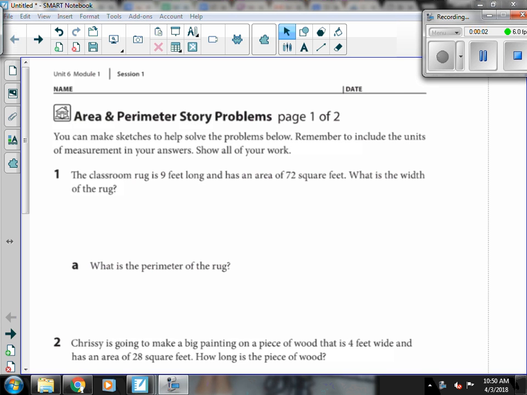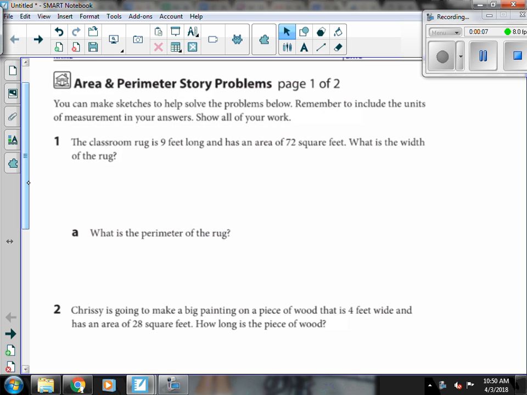Tonight's homework is page 111 and 112, and it reviews some of our area and perimeter ideas and challenges us a little bit because it works backwards through our area and perimeter. So the classroom rug is 9 feet long and has an area of 72 square feet. What is the width? So I draw my rug. I know that this side must be 9, and the whole thing inside is 72.